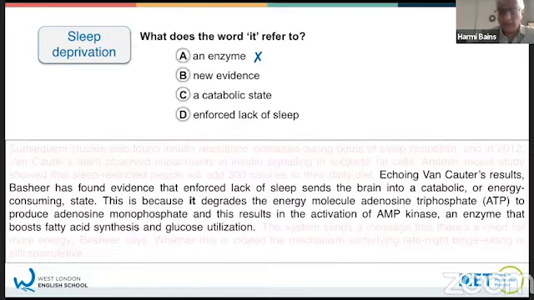So you can rule out option A. It's not new evidence that degrades this energy molecule as well. You can rule out B. Now, it did refer to a catabolic state, but that's the state the brain goes into. It doesn't cause this energy molecule to degrade. And so it is, in fact, enforced lack of sleep, as many of you have got. And again, you can see it's there in the text, it's there in the sentence.